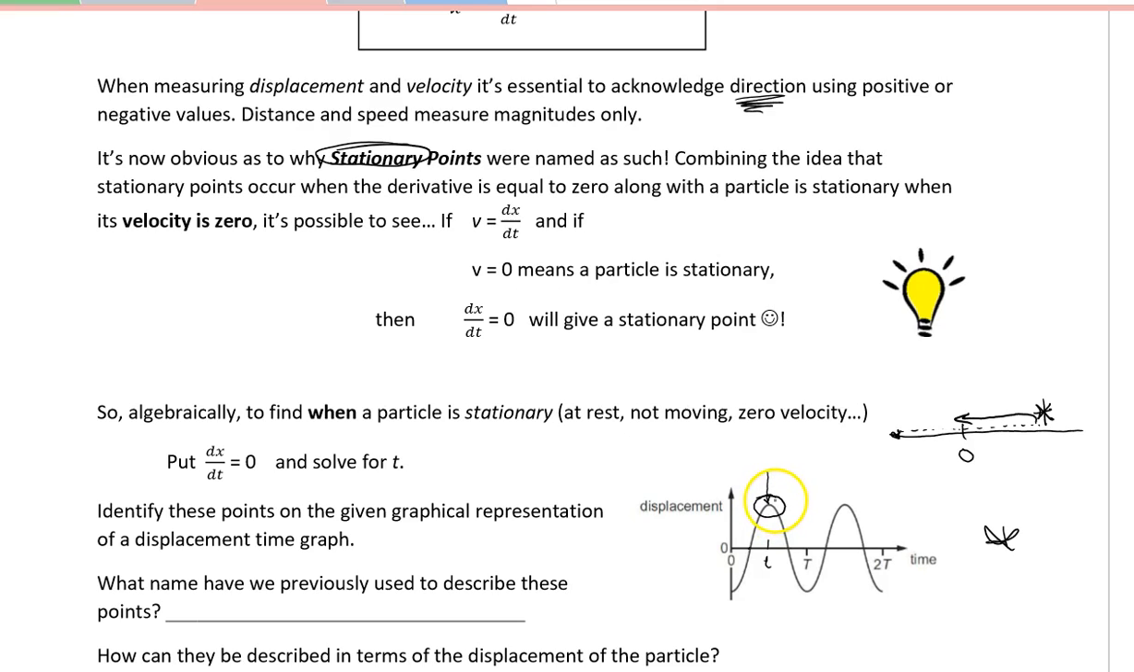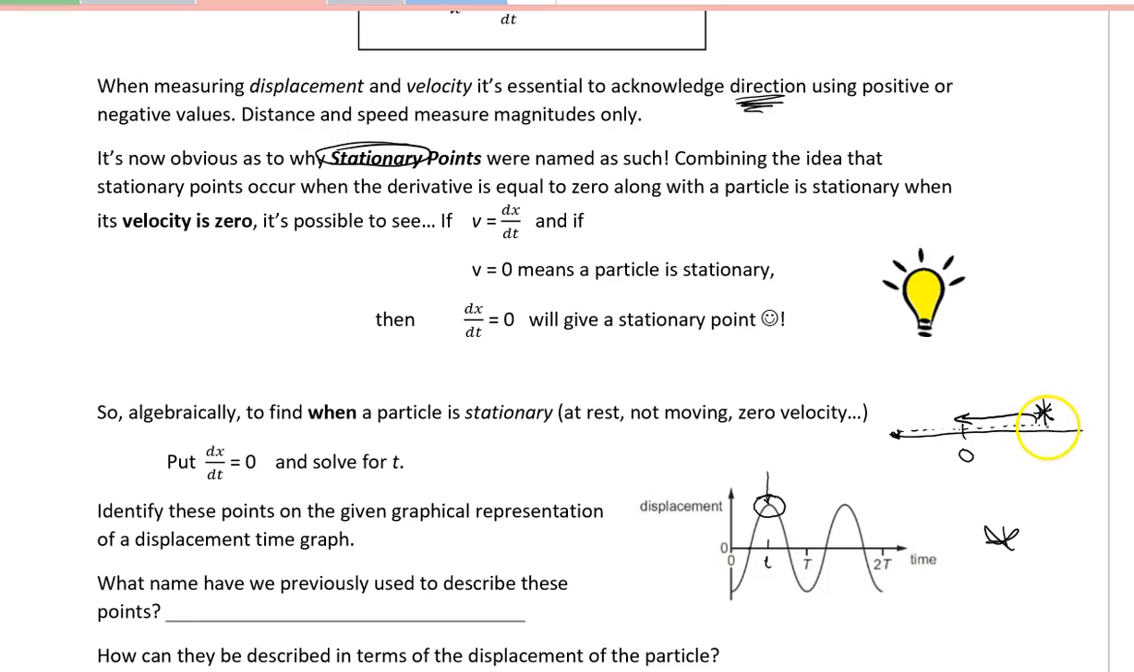Because, like I said, much of this maths was developed before the scientists who wanted to be able to identify stopping positions, stationary positions. And so the mathematicians said, well, we'll call it a stationary position. And it's what was introduced, and we accepted that. But that's just a bit of background to help you understand maybe why it was called stationary.